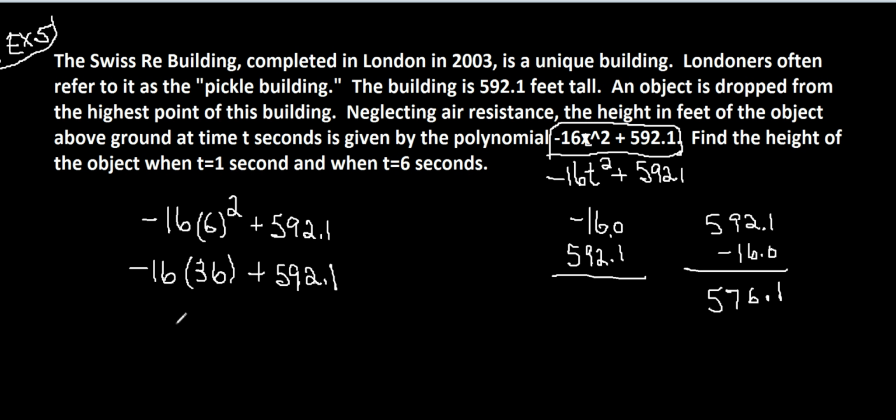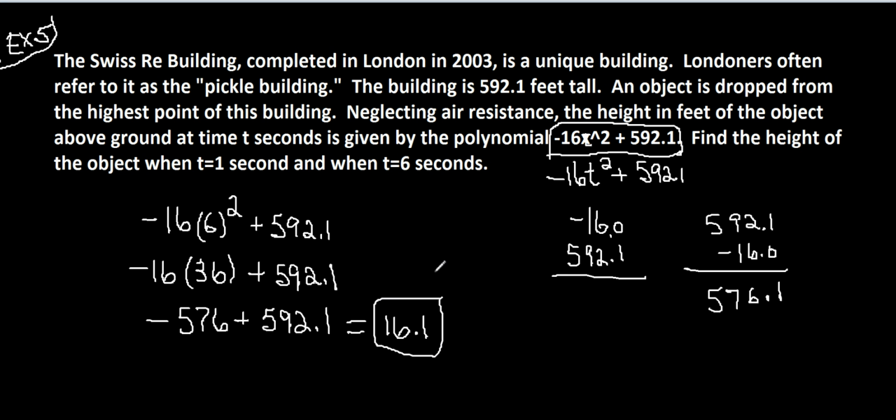Okay, that's going to be negative 576 plus the 592.1. So the height is going to be these two added together, which gives you 16.1 feet. That would be. Okay, and that's how you do those.